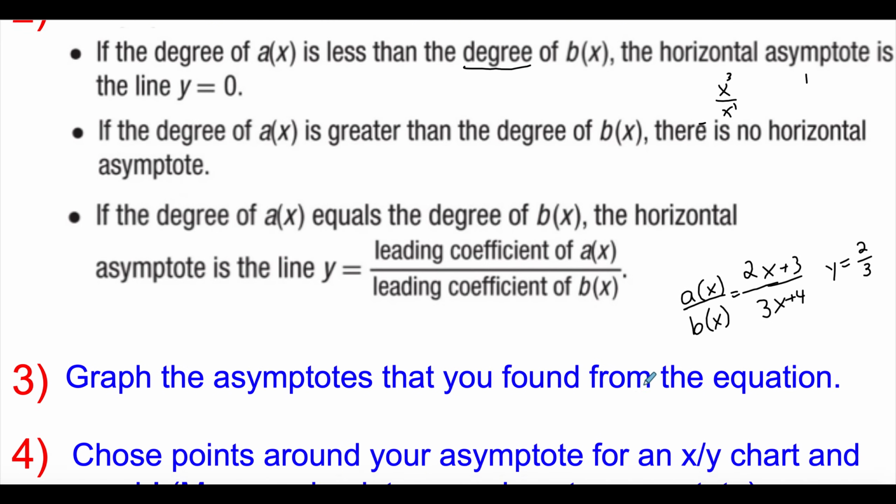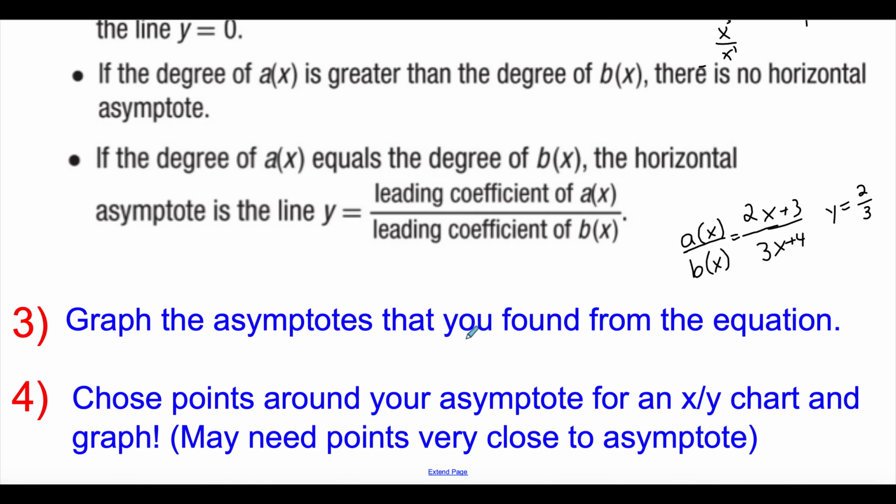So, step 3, graph your asymptotes. So horizontal and vertical asymptotes, the x equals and y equals lines, graph those as dashed lines. Okay? And then pick points around them for an XY chart. These are called well-chosen points, okay? And you might need points that are really close to the asymptote. And I will show you in the next example. Okay, so we're going to try a couple of these together and see if we can figure them out.